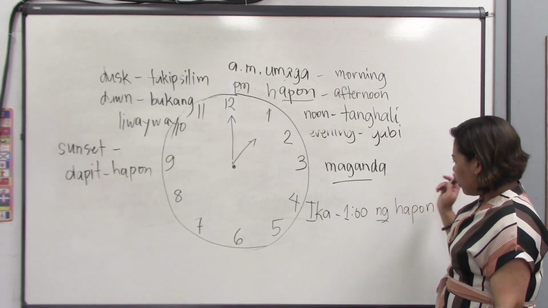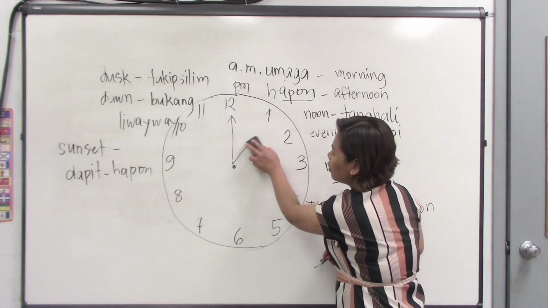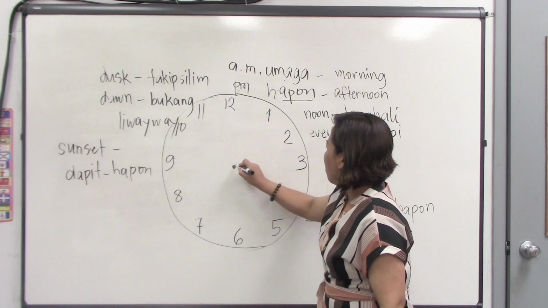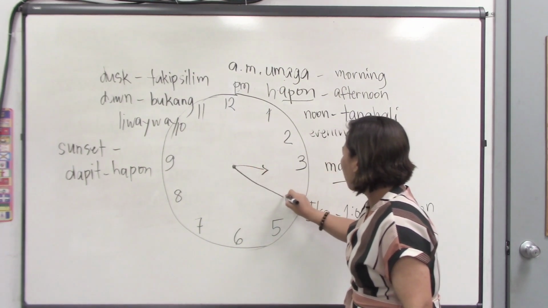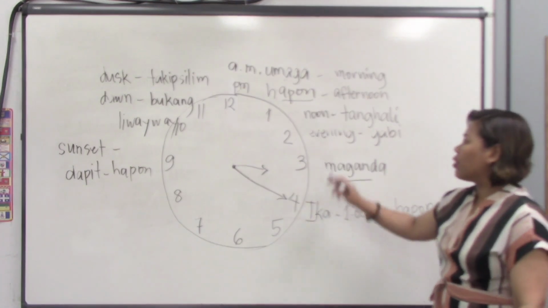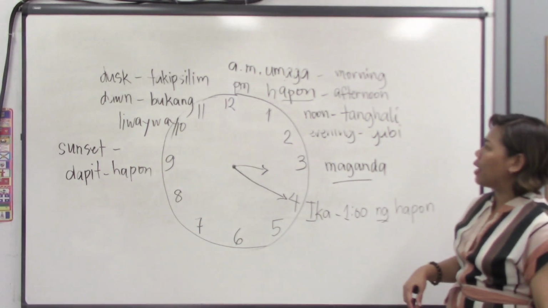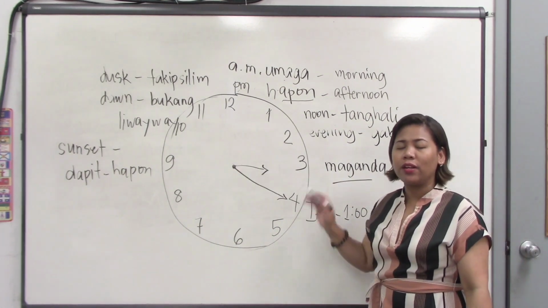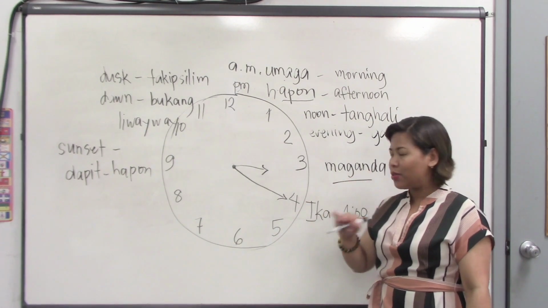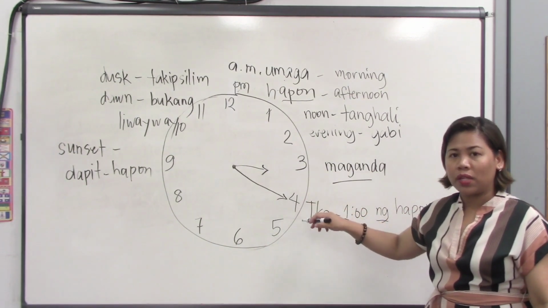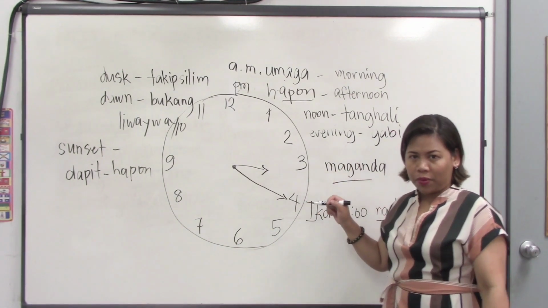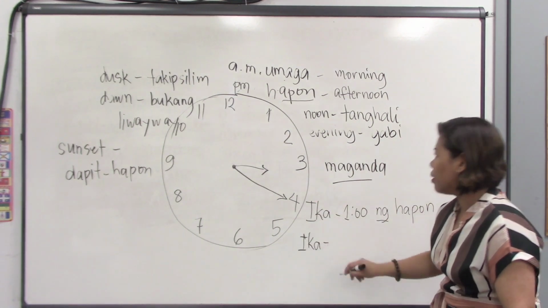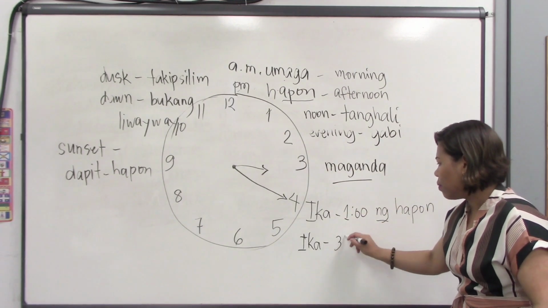Alright, so let's check another one. How about if the time is there? 3:20, and if for example it is AM, 3:20 AM. What is 3 again in Tagalog or in Filipino? 3 means tatlo. So, and then 20. So it's 20. What is 20 in Tagalog? Dalawampu. Right? So, ika. So you use this word again. Ika. Tatlo.